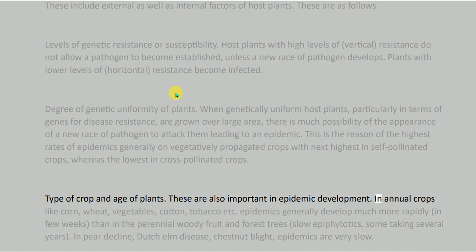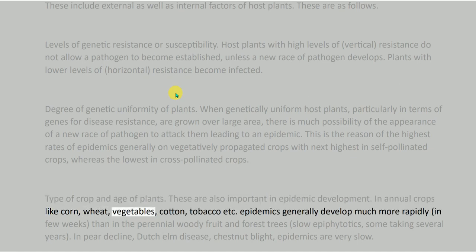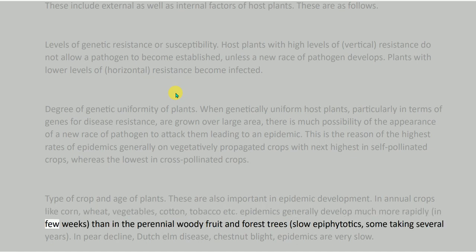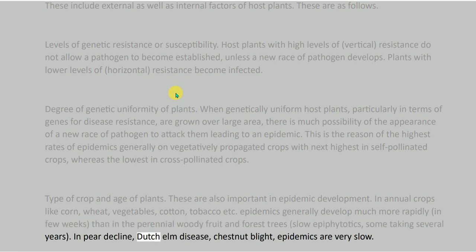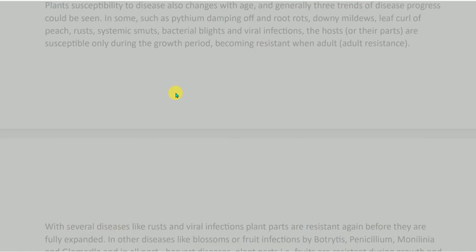In annual crops like corn, wheat, vegetables, cotton, tobacco etc., epidemics generally develop much more rapidly, in a few weeks, than in the perennial woody fruit and forest trees, slow epiphytotics, some taking several years. In pear decline, Dutch elm disease, chestnut blight, epidemics are very slow. Plants' susceptibility to disease also changes with age, and generally three trends of disease progress could be seen.